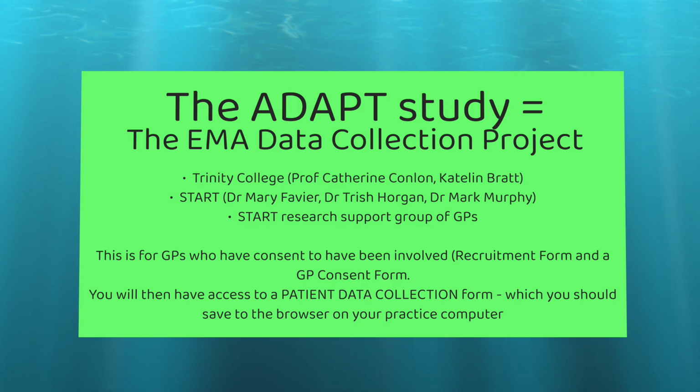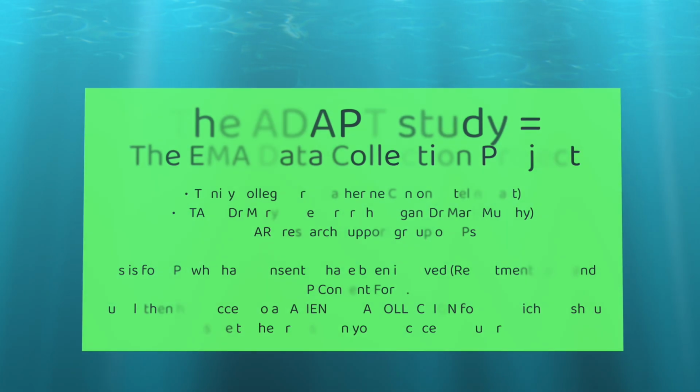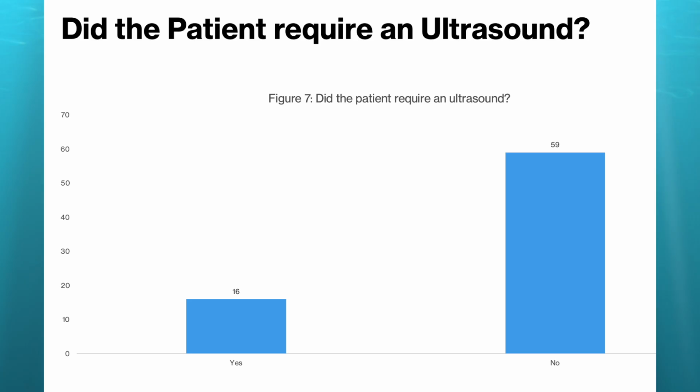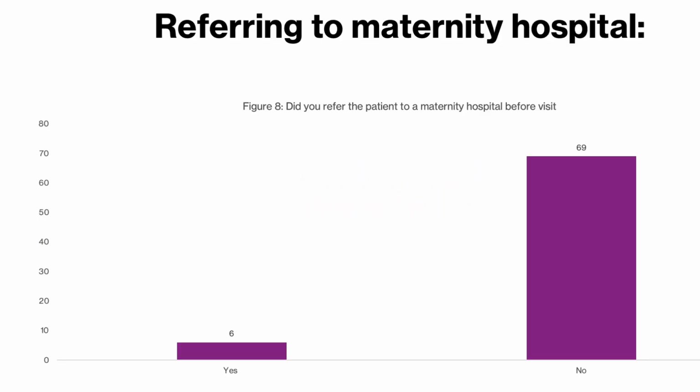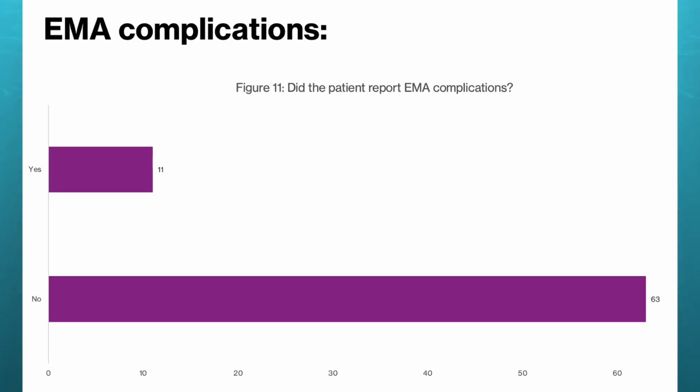Just as a snapshot of some of the data that has been collected so far, and I stress this is very early data and it's not to be disseminated, examples of the information that we're receiving would be that approximately 21% of the women from the data that's been returned have required an ultrasound. Approximately 8% of women have been referred to a maternity hospital after visit 1 and before visit 2. And up to 15% of women have experienced an EMA complication, and that could include something like mild bleeding.